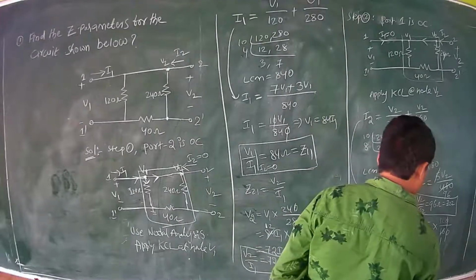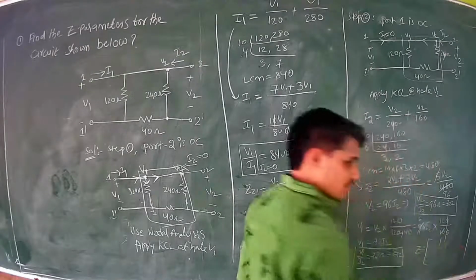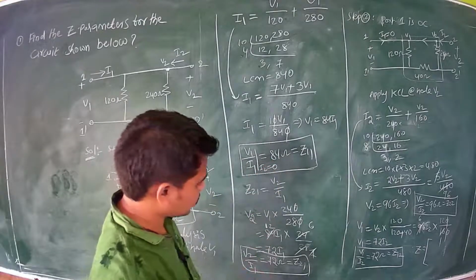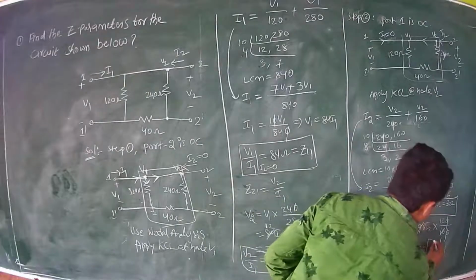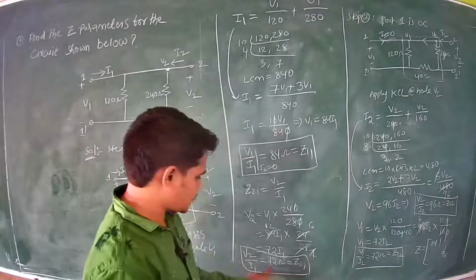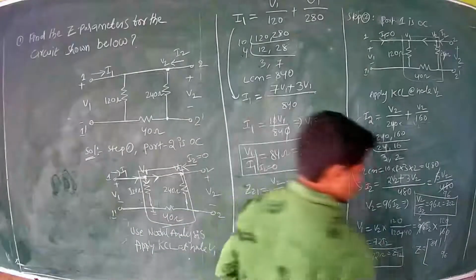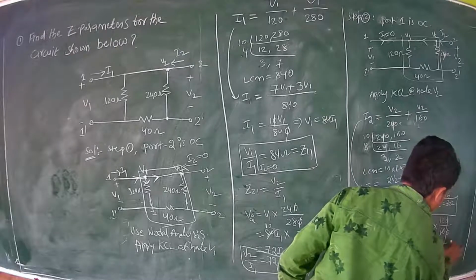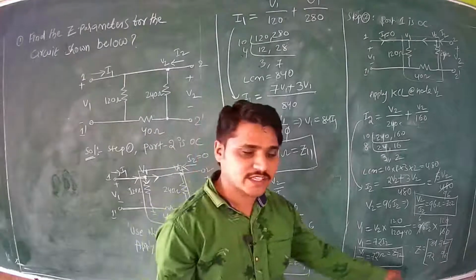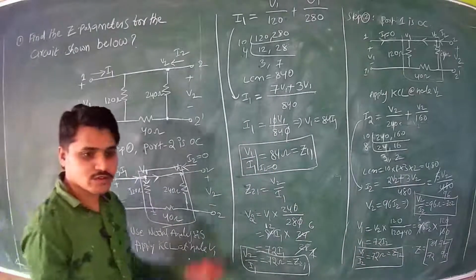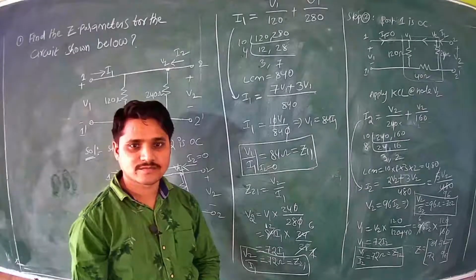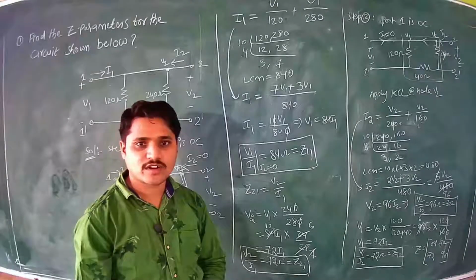Therefore, our Z parameter set: what is Z11? Z11 is 84 ohms, Z22 is 96 ohms. Z21 is 72 and Z12 is also 72. So these are the Z parameters for the given network. This is the way to solve for the Z parameters of any given network. Okay, thank you for listening to the class.